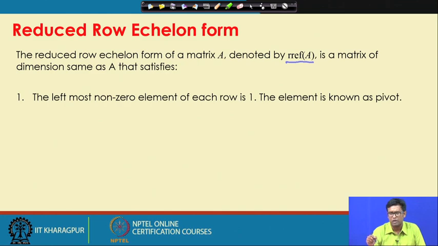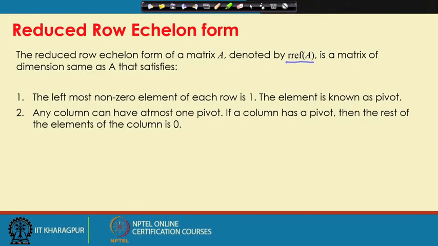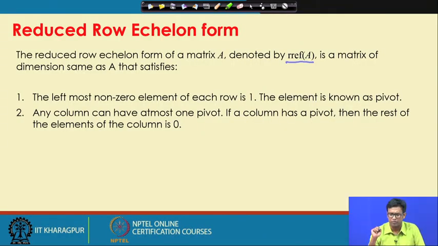is 1, and this element is known as the pivot. So, there can be zeros, and the first non-zero element coming from the left will be 1, which is the pivot in that particular row. Any column will have at most one pivot, and if a column has a pivot, then the rest of the elements in that column will be 0.